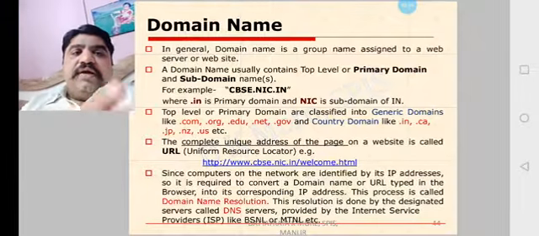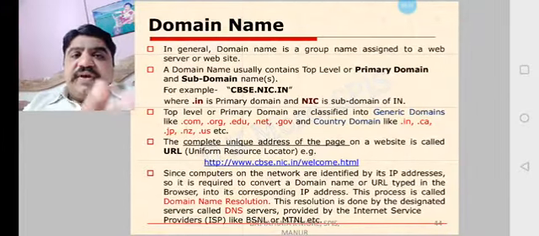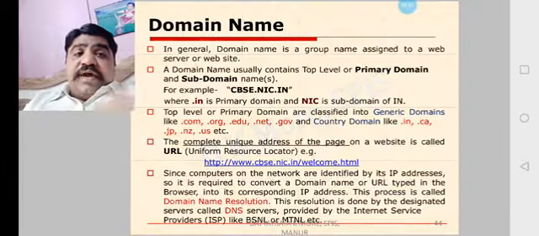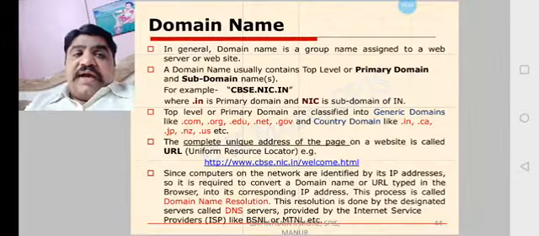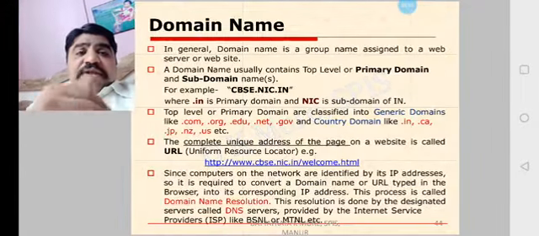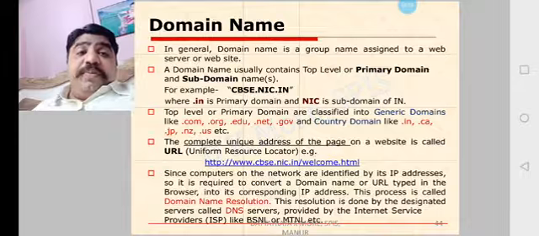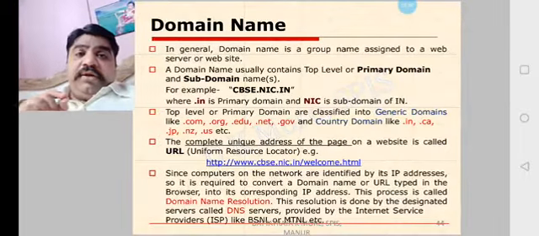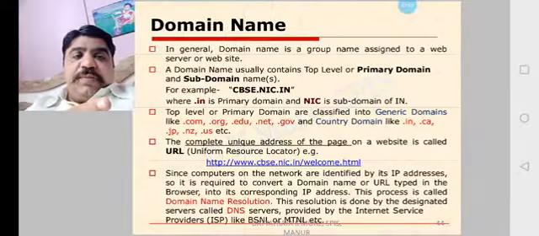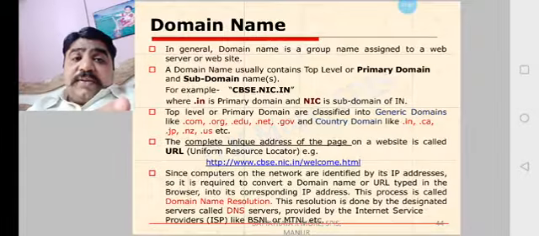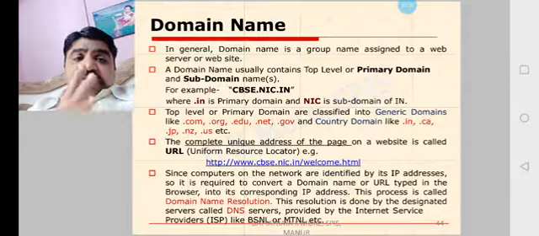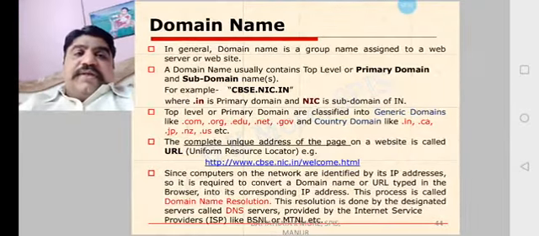IN for India. Top level primary domains are like .com, .org, .edu, .gov, .net, and country codes or country domains are .in, .ca, .jp, .nz, .us, etc. You can understand them by their shortcuts. The complete unique address of a page on a website is called a URL, Uniform Resource Locator. In blue color it is shown there, HTTP, Hypertext Transfer Protocol, then www.cbse.nic.in/welcome.html. So this is called a domain name. Okay, let's move ahead.